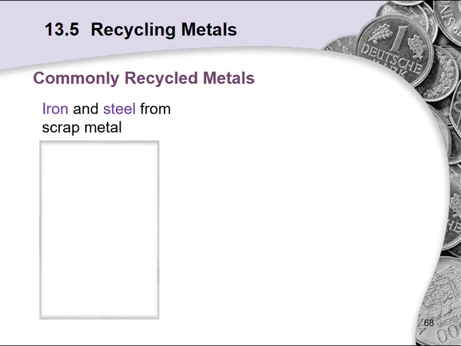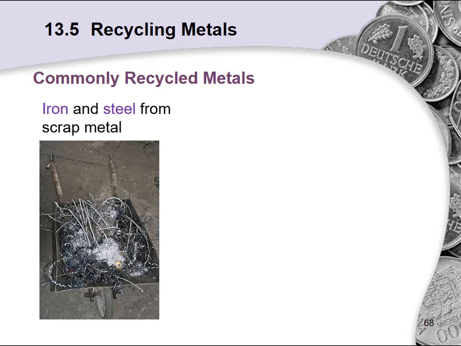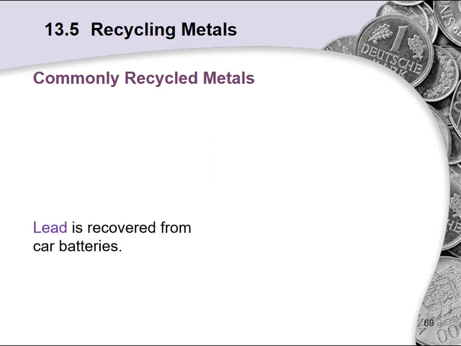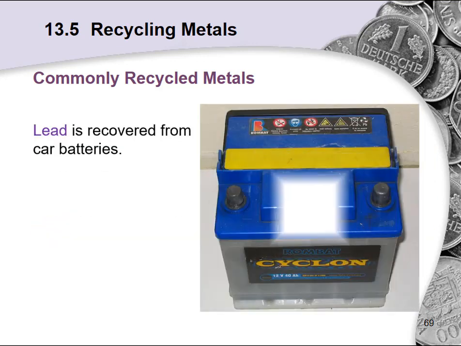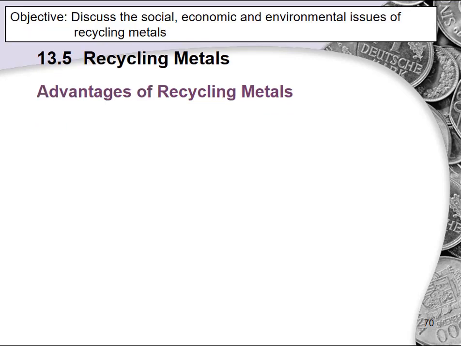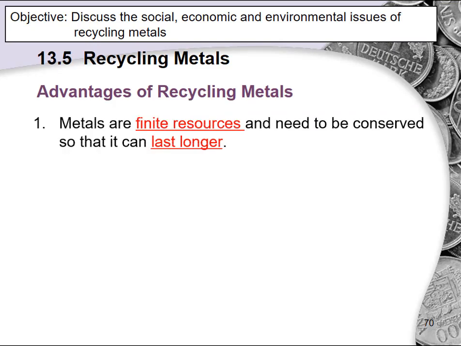So commonly recycled metals, for example, iron and steel from scrap metals, aluminum from the canned food itself. Okay, lead is recovered from car batteries, very commonly used in car batteries. They can recycle and make the new one. Now, so what's the advantage of recycling? You need to remember a few advantages. Alright, so first, metals are finite resources. Finite means what?